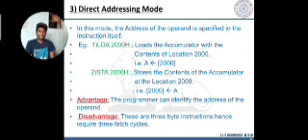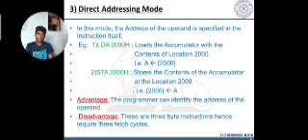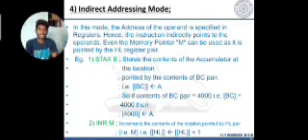Some advantages are that the programmer can identify the address of the operand very easily because we are specifying the address in the instruction itself. And the disadvantage is that we need a 3-byte instruction, so it needs 3 fetch cycles, so it takes more time and slows down. Now the fourth addressing mode, that is the indirect addressing mode.